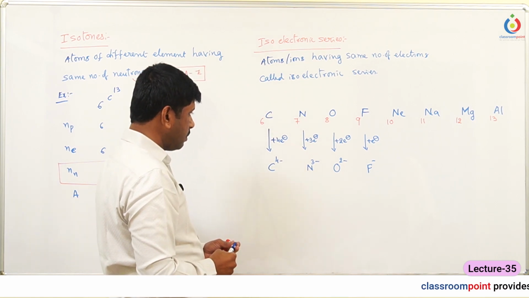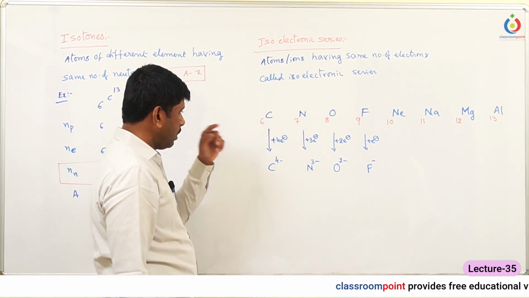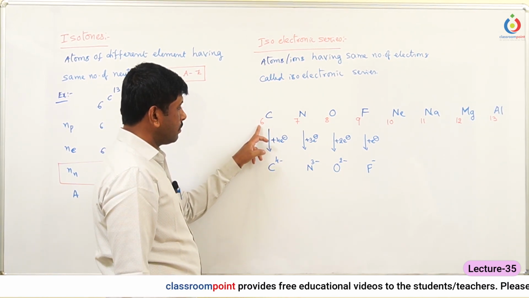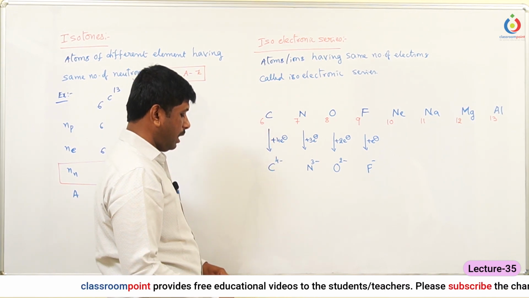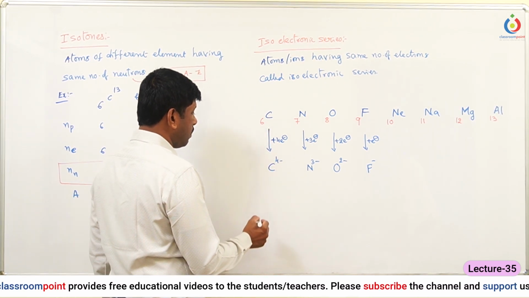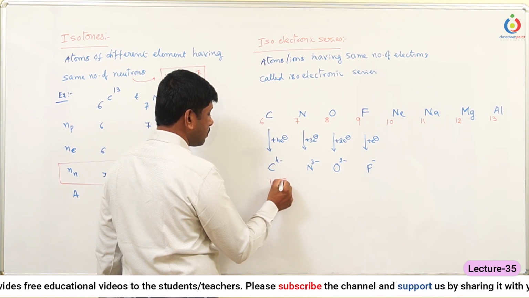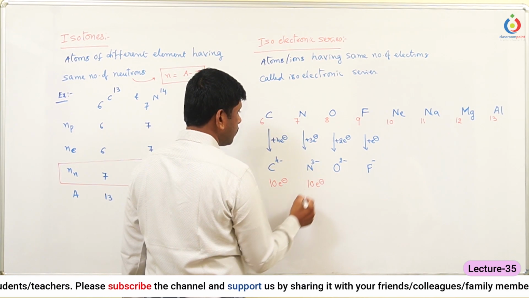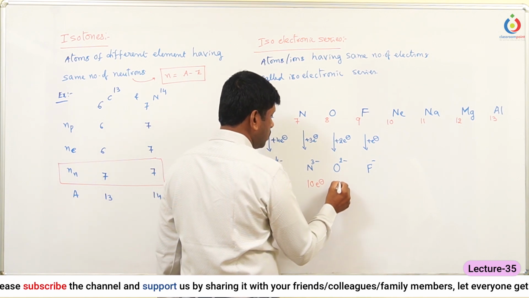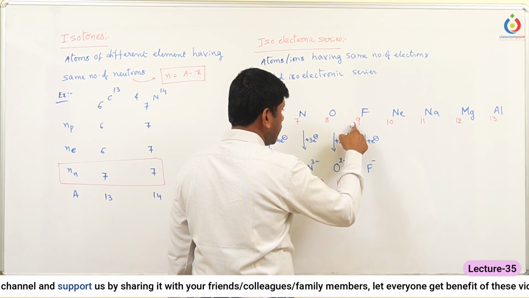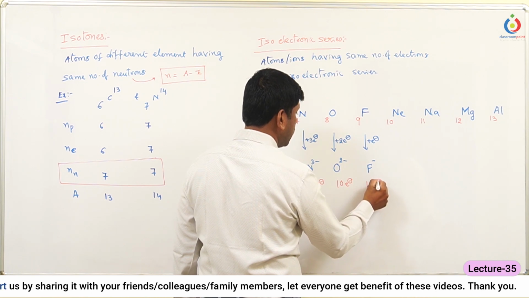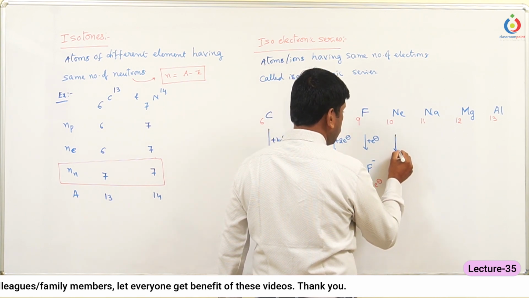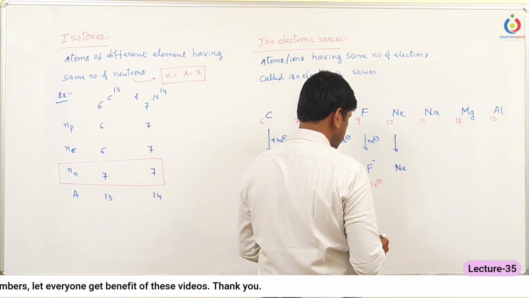So why are we adding this many electrons? Very simple thing. If you add 4 electrons to the carbon, carbon is already having 6 electrons. In addition to that, we are adding 4 more electrons. So total number of electrons in C4 minus equals 10 electrons. Here 7 plus 3 electrons equals 10 electrons. Here 8 plus 2 extra electrons equals 10 electrons. Here 9 plus 1 electron equals 10 electrons. In case of neon, not necessary to add any more electrons because already it is having 10 electrons.